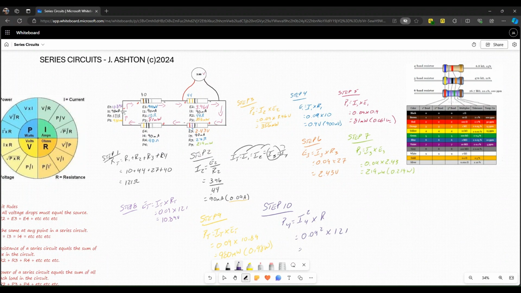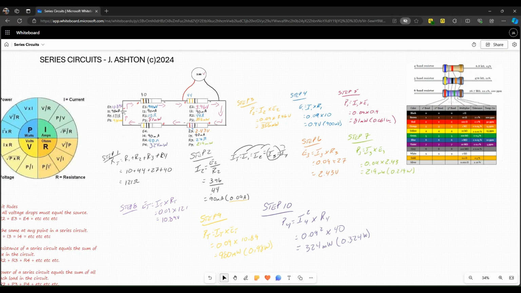Actually, times 40, my bad. Good thing I caught that. So let me back this up before you put the answer in. Times 40, because we're looking at R4, right? So you calculate that. The answer is 324 milliwatts, or 0.324 watts if you prefer. Okay, 324 milliwatts.